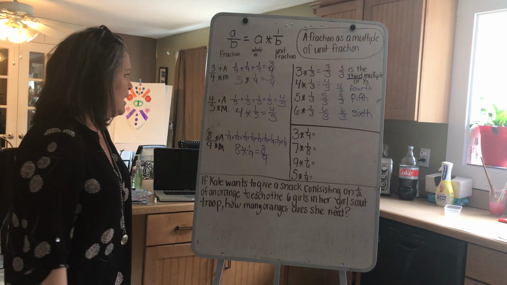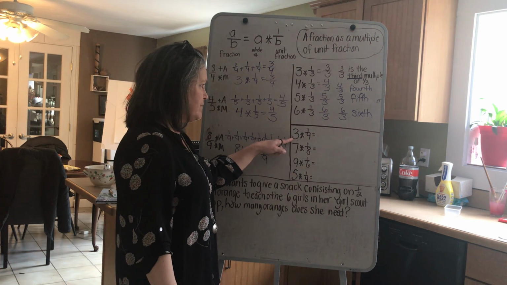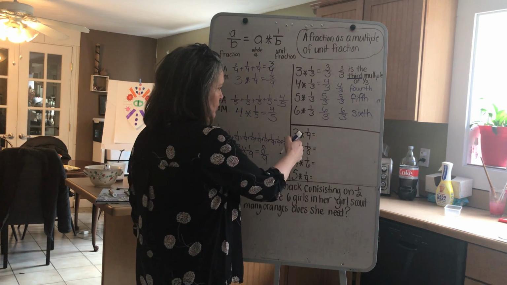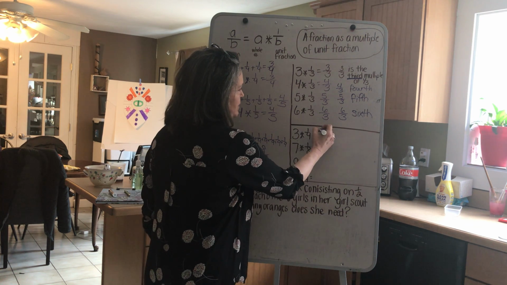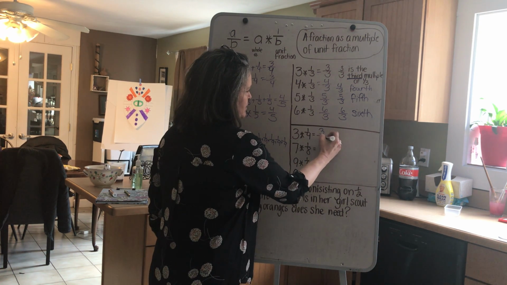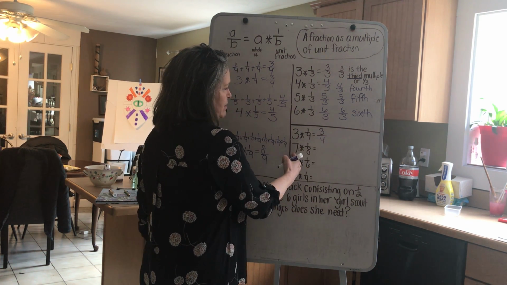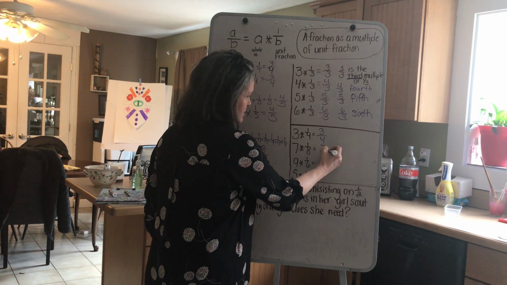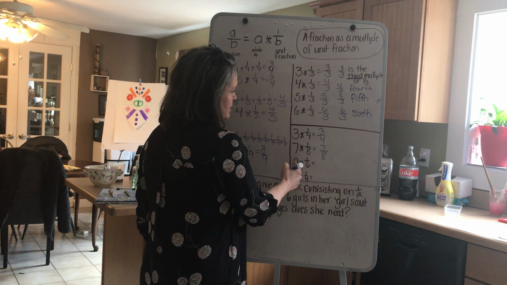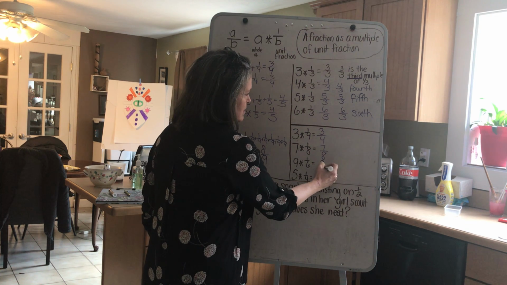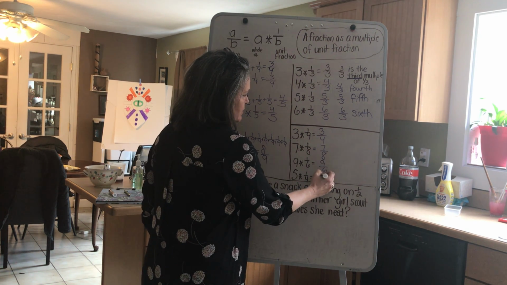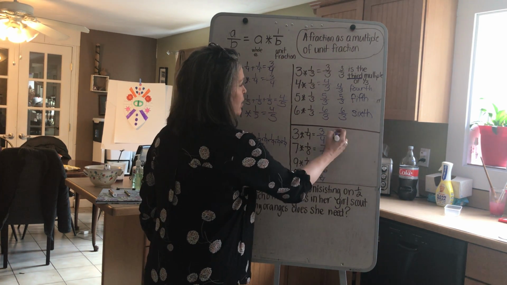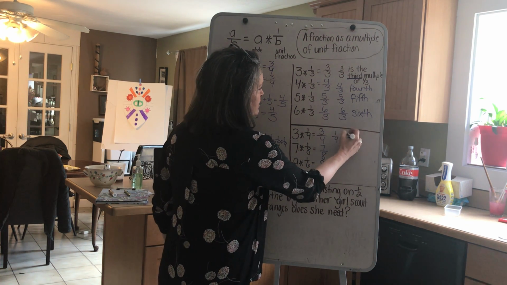All right. Okay, so down here, we're just going to give it a little practice. What would I write? 3 times 1/4 equals 3/4. 7 times 1/8, 7/8. And 9 times 1/6. And if I were writing those as addition, I would be writing it all as unit fractions.